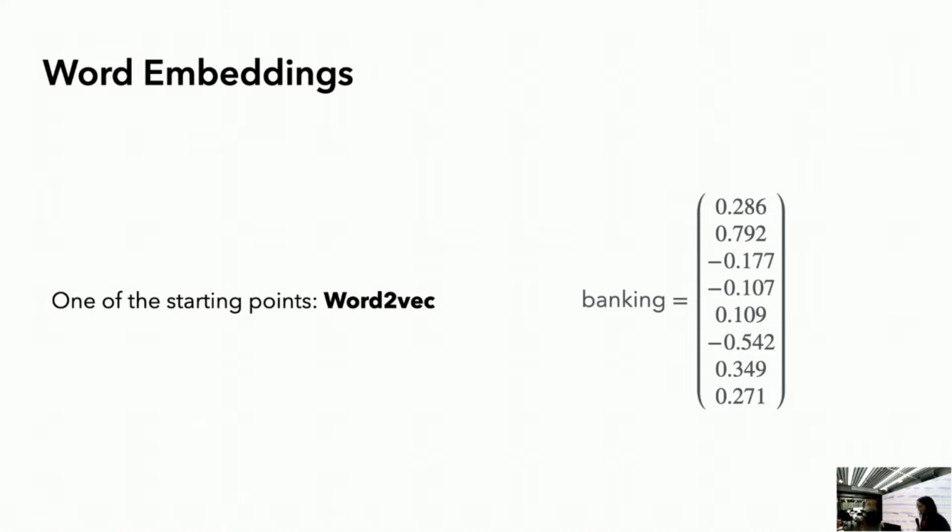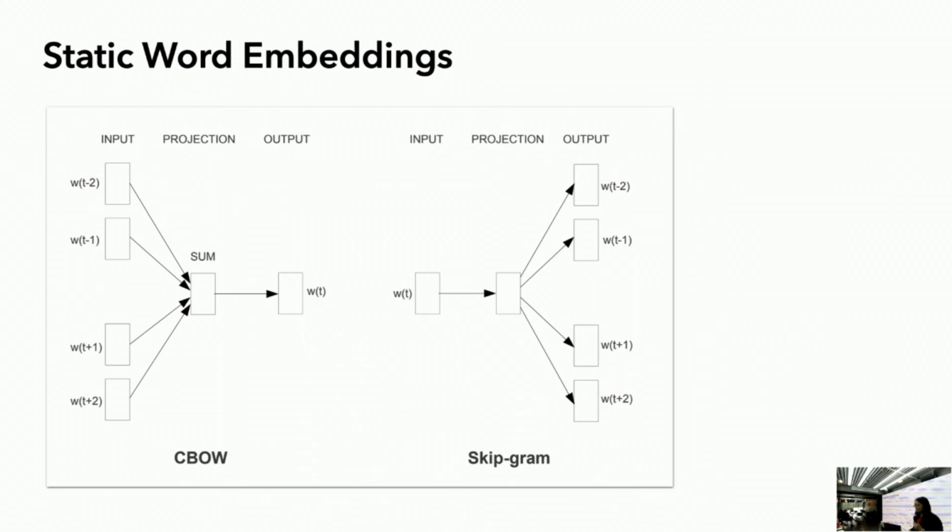In 2013-ish, I think the concept of neural word embedding was introduced. One of the starting points is called word2vec. How could we use a vector to represent the meaning of words? Before this, you could think about dictionaries and a lot of other traditional approaches. For static word embeddings, there are two fundamental models. The first one is the continuous bag of words, and the second is the skipgram.